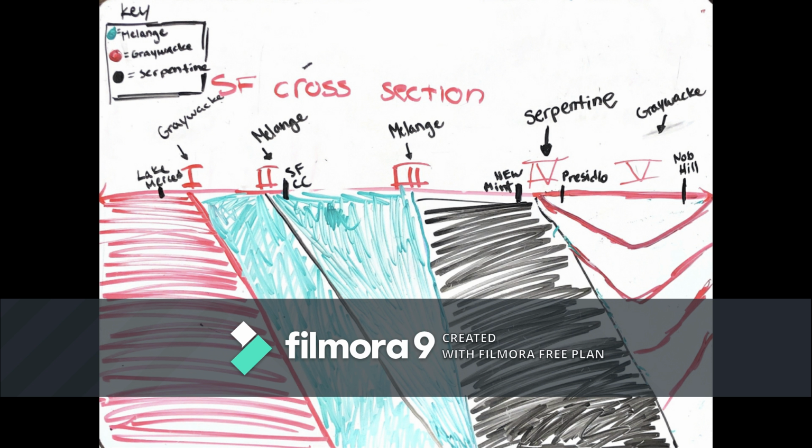As you can see, there are points of reference between each different point. Point 1 is near Lake Merced, point 2 is near the San Francisco City College, point 3 and 4 are near the New Mint, and point 5 is near Nob Hill in the Presidio. So now we're going to show you a little tour of the Bay Area in Google Earth.